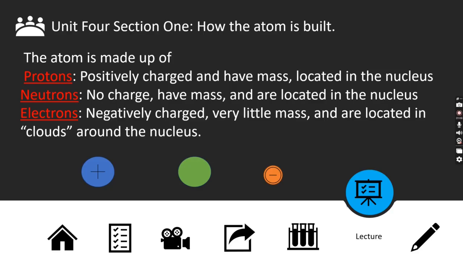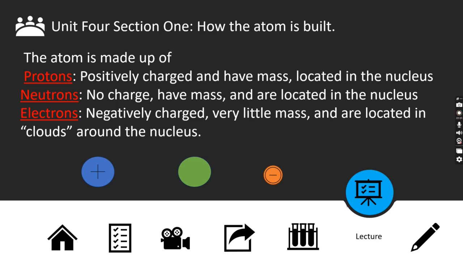Each atom is made up of protons, neutrons, and electrons. Protons are positively charged and have mass. They are located in what's called the nucleus, and I'll give you a picture of that in a second. Think about this positive as a nucleus. Neutrons have no charge, they have mass, and are also located in the nucleus. The point of neutrons, even though they don't have a charge, is to bring stability to the nucleus.